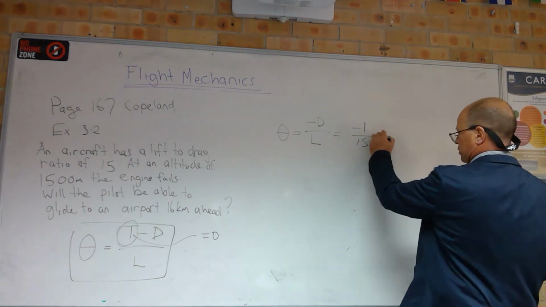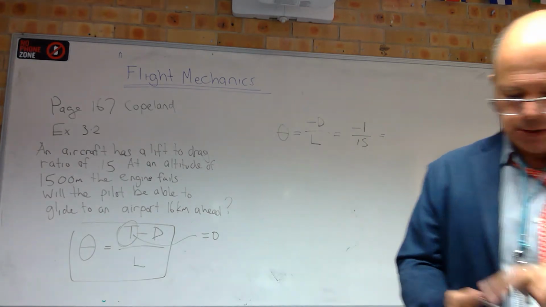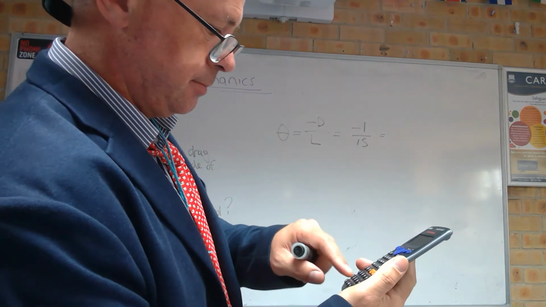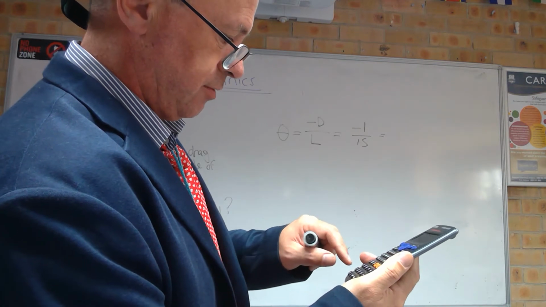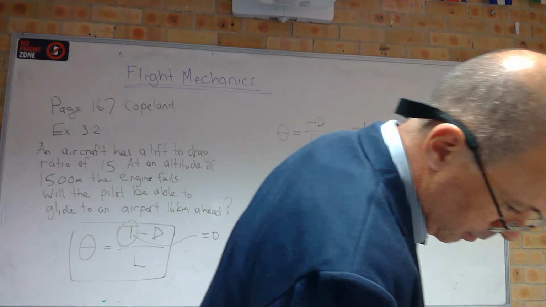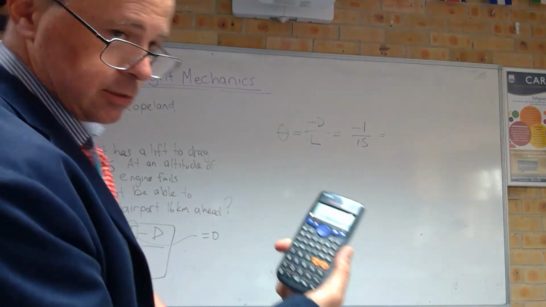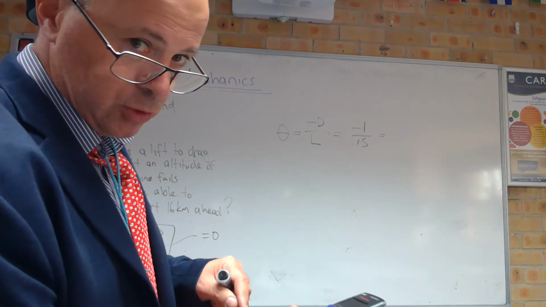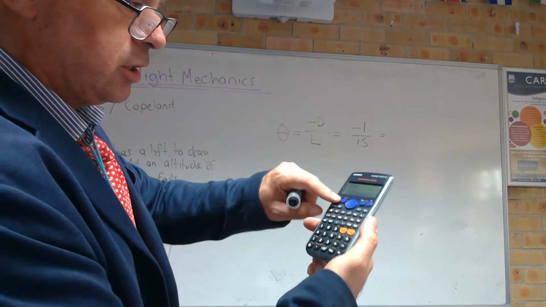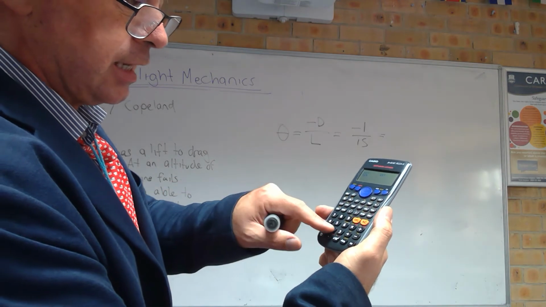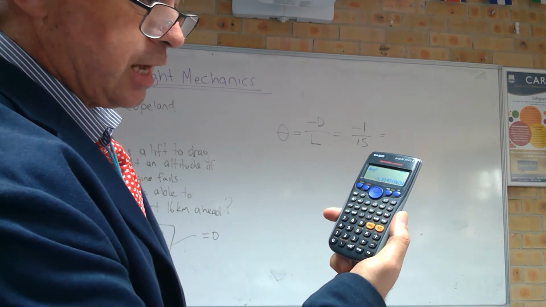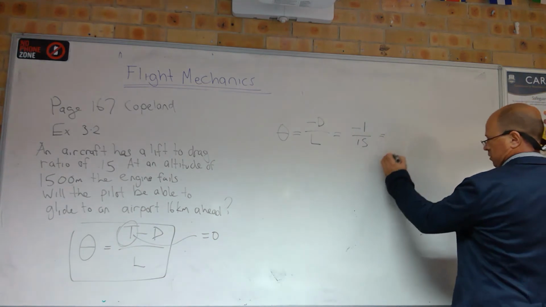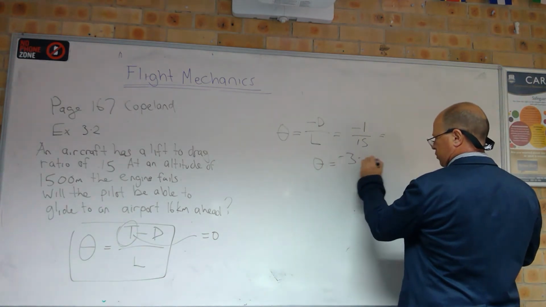Our answer is going to be in radians. So we grab our trusty scientific calculator and we go minus 1 divided by 15. Yes, we get an answer of minus 0.066666, etc. Now remember how to change that. We can either multiply by 57.29, or we can go shift DRG and select 2 and go equals. And we end up with an angle of minus 3.8 degrees. So theta equals minus 3.8 degrees.